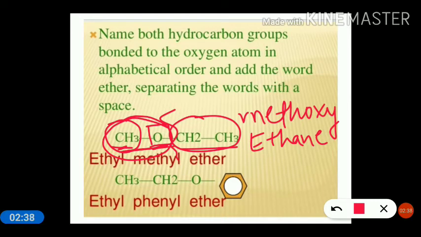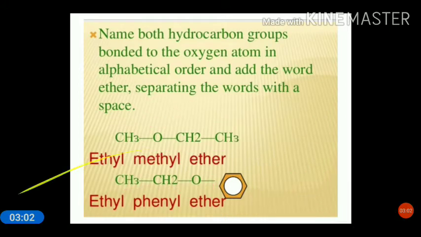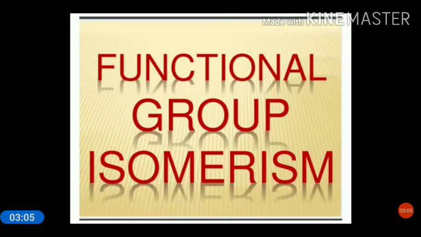Methoxyethane. Next one, on one side of the oxygen a benzene ring is there and on the other side two carbon is there. So again it is unsymmetrical. We call it ethoxy because here two carbon are there. So this is ethoxybenzene. Clear? Ethoxybenzene.